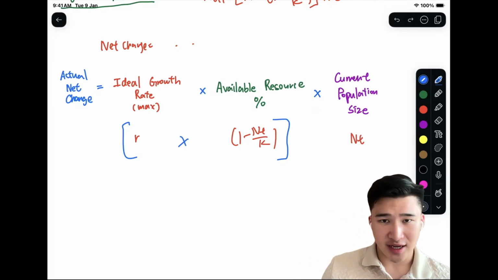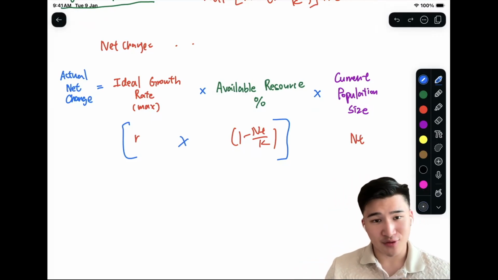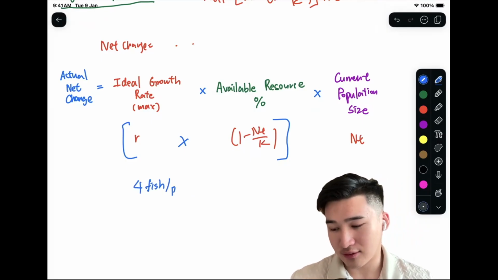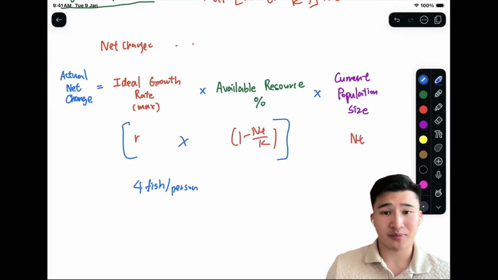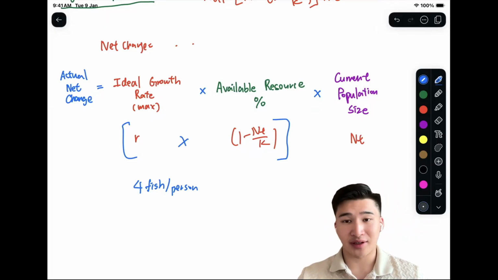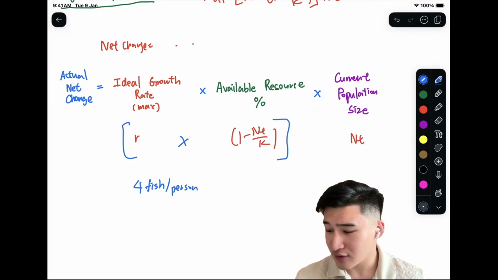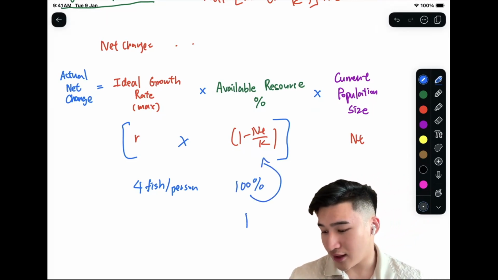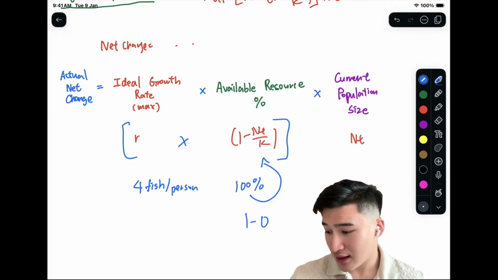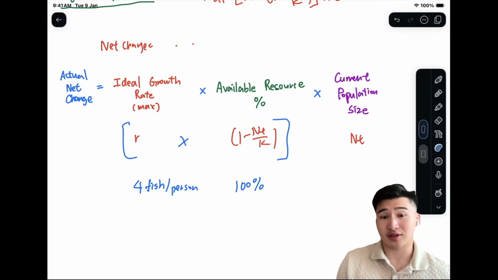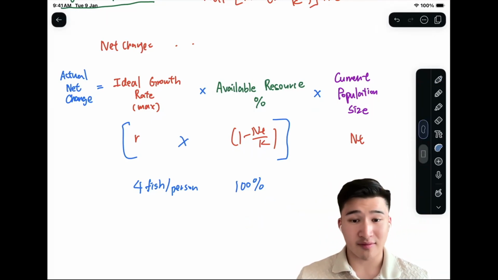So using our fish example, let's say our ideal growth rate is 4 fish per person. That's the ideal growth rate, the maximum. And let's say the available resource is basically 100%, so there's absolutely no limitation on what you can achieve. When it's 100%, we should have 1 minus 0, because 1 is basically 100%, and the only time that we can make it 0 is when N_t equals 0. So 4 fish per person times 100%, you're saying that we can grow at the maximum rate.